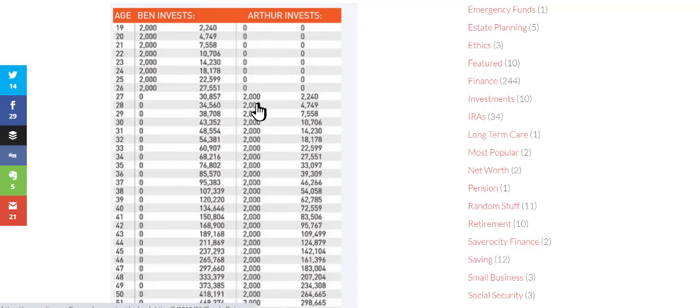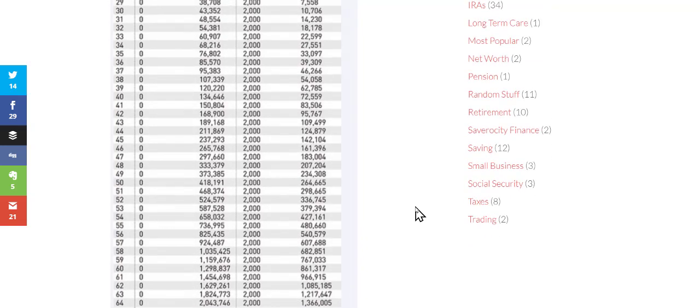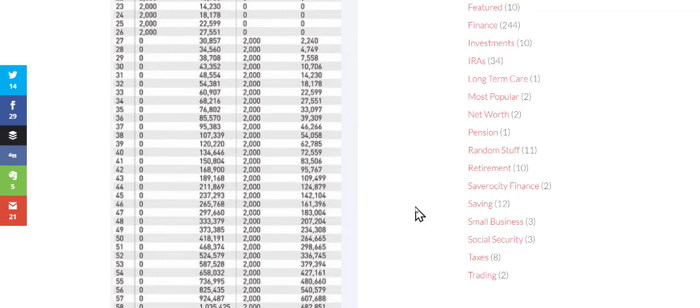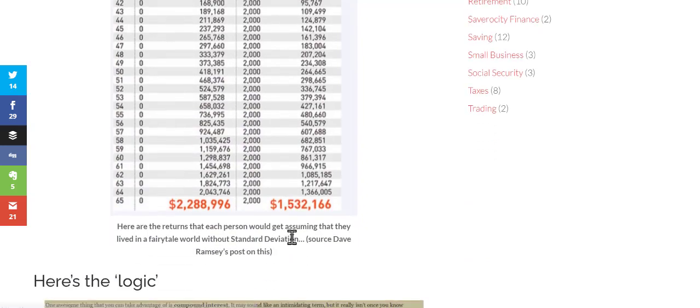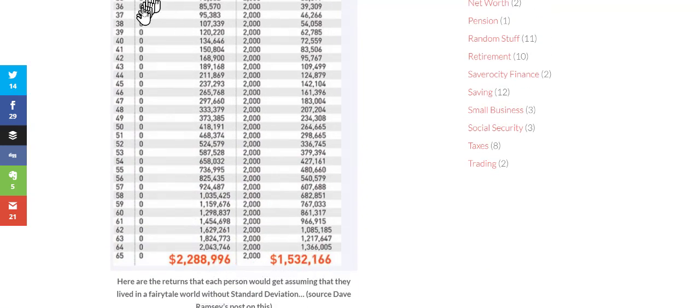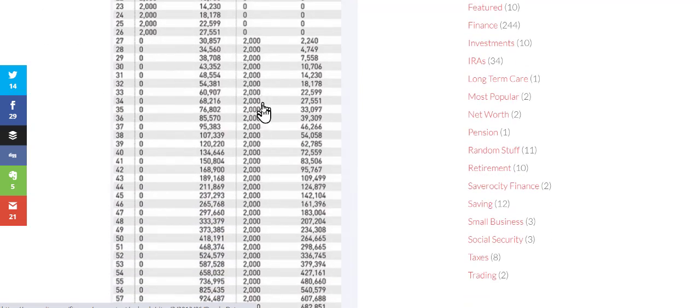Arthur, alternatively, waits until he's 27 years old and he starts investing $2,000 every year until he is 65 years old. Okay? So the question seems like, okay, Arthur invests a whole lot more total money, right? From age 27 all the way to age 65. And then Ben invested nothing else except for this, what, 2, 4, 6, 8, 10, 12, 14, $16,000 when he was 19 to 26. Arthur investing a whole lot more.